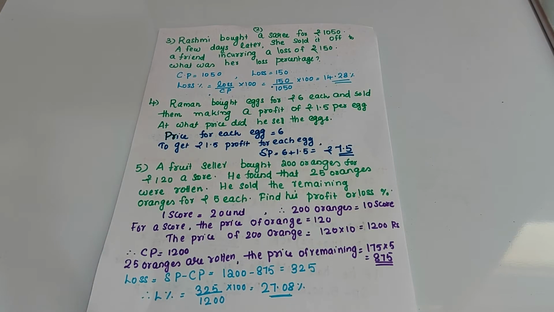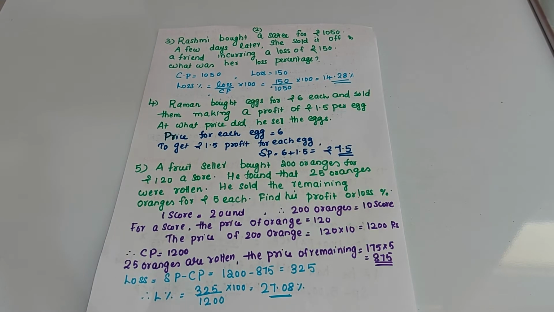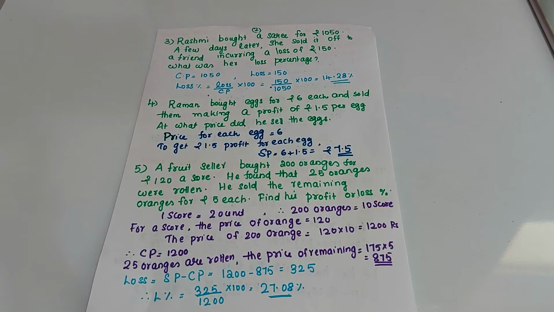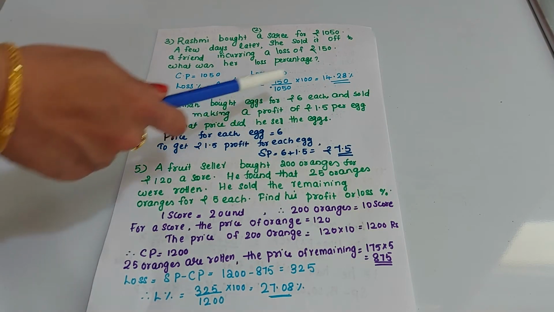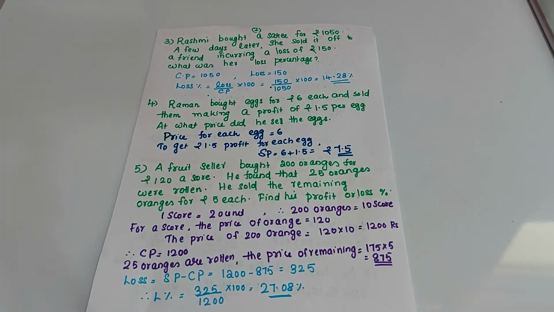Our next question is, Rashmi bought a sari for rupees 1050. A few days later, she sold it to a friend, incurring a loss of rupees 150. What was her loss percentage? What is the formula for loss percentage? Loss percentage is equal to loss by CP into 100. Here the CP is given as 1050 and loss is given as 150. So loss percentage is 150 by 1050 into 100, which is equal to 14.28%.